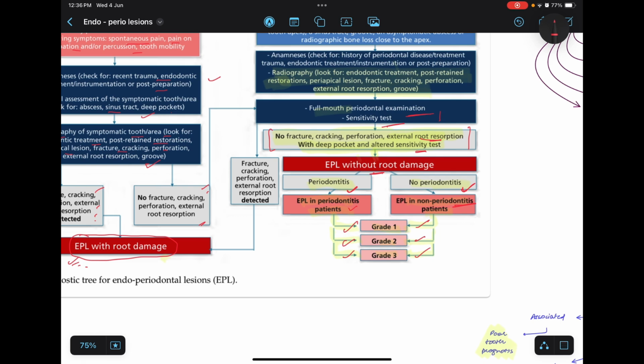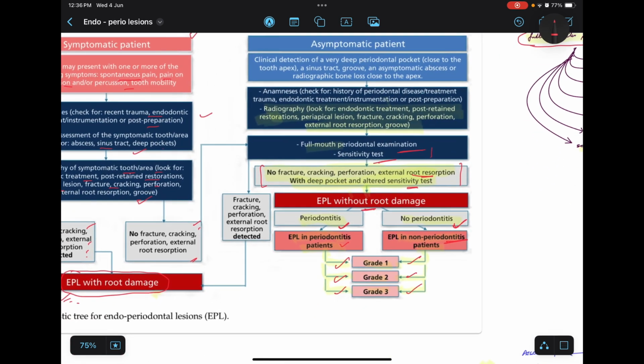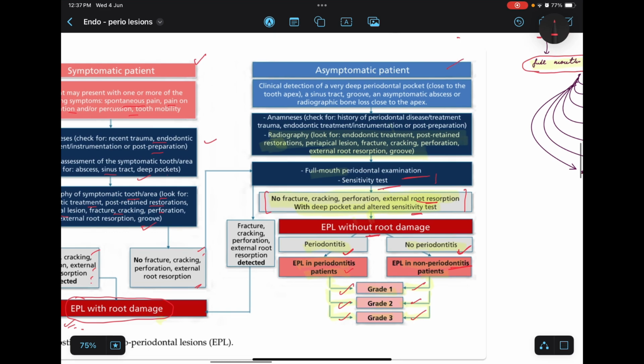Okay. Now, moving on to your asymptomatic patient. Asymptomatic means the patient is suffering from a chronic condition, okay, but does not have symptoms right now. Here you will go for clinical detection. This is mostly when the patient is showing up for routine procedures. There you might detect a very deep periodontal pocket, a sinus tract, groove or asymptomatic abscess, or on a radiograph, bone loss close to the apex.